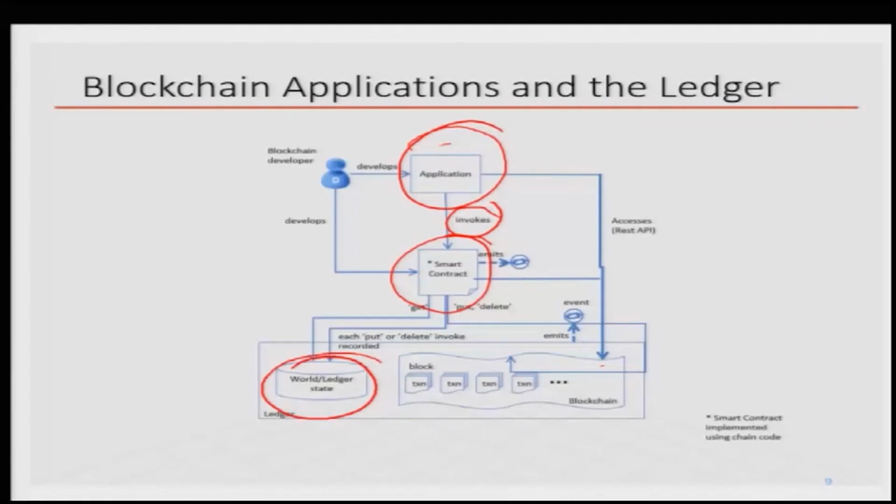So, what happens in this is that a blockchain developer develops an application which invokes smart contracts. In case of Hyperledger, they are called chain code. So, since this is blockchain, the code that runs in the blockchain system, they call it chain code. And then there is the blockchain and the state of the blockchain, which is kept in a database.